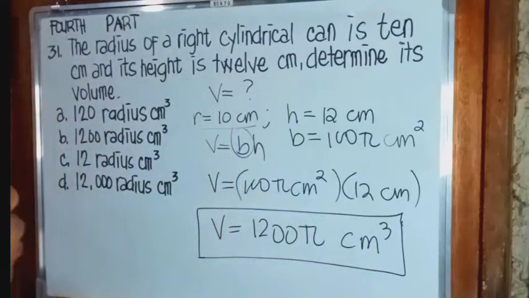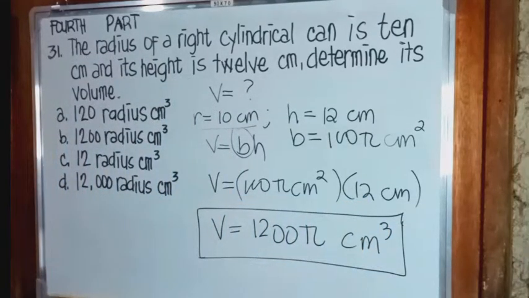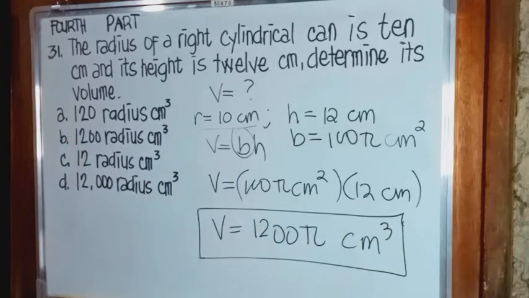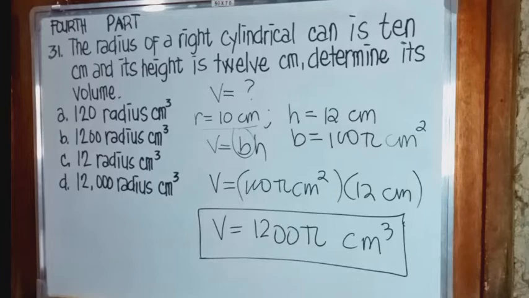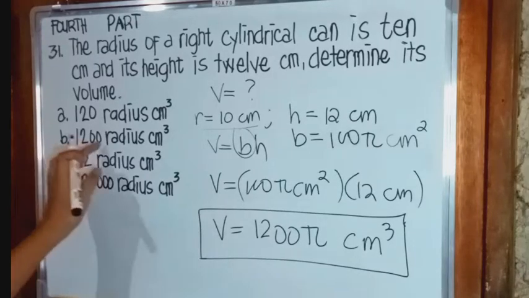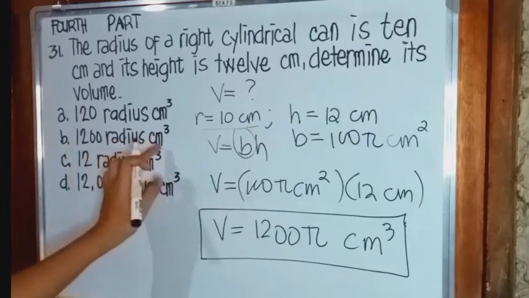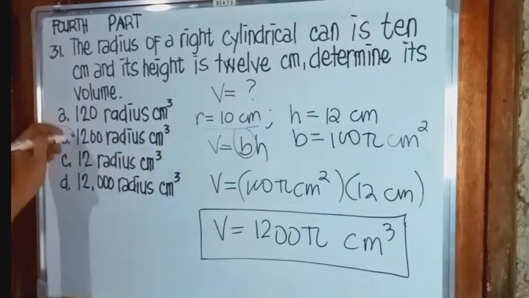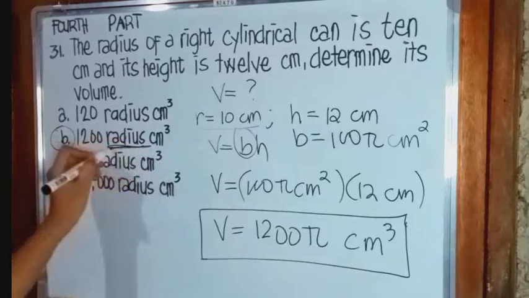Volume is equal to 1,200 pi cubic centimeter. So in the choices, the most probable answer is 1,200 radius cubic centimeter. Maybe this is pi.